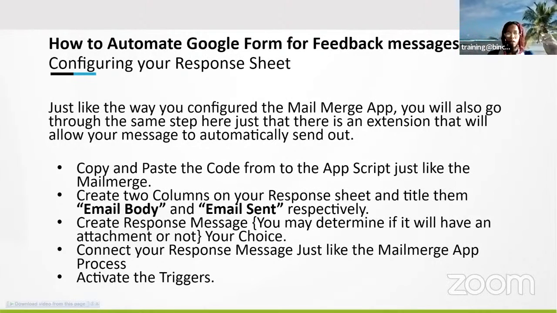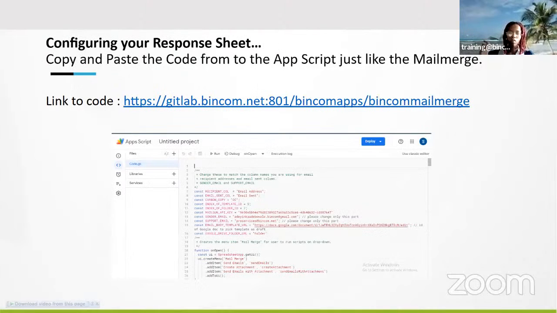And then we have something like the email body, the email sent. You need to create a response message and connect your response message just like the mail merge app, and then activate triggers. So the trigger is just, if you fill a form, it triggers the software to send you an automated message. So it sends you an email immediately.